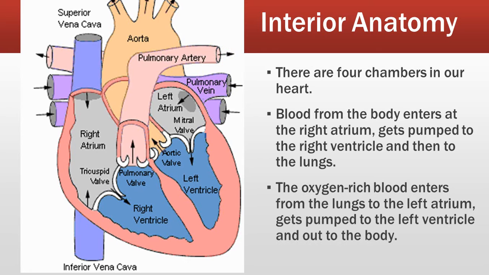Oxygen-rich blood enters from the lungs to the left atrium, right here. Remember that upper part of it's called the auricle. And it gets pumped down to the left ventricle, and then big pump all the way out the aorta to the rest of the body.